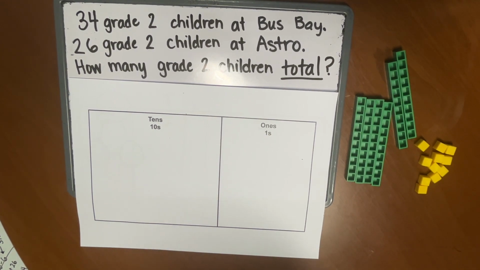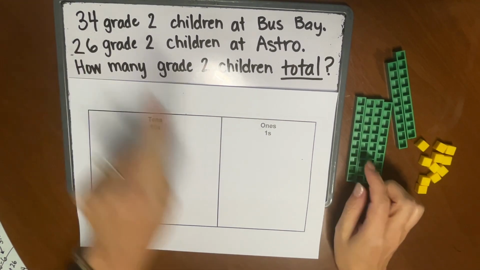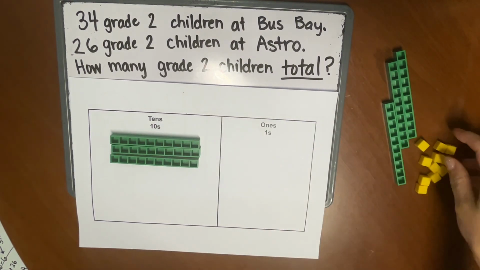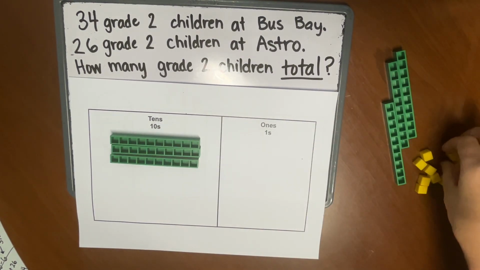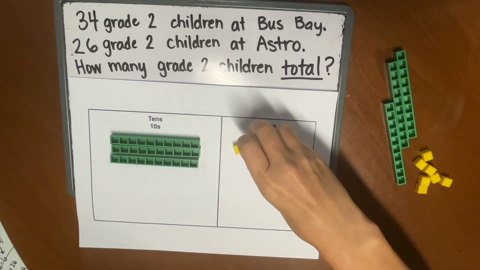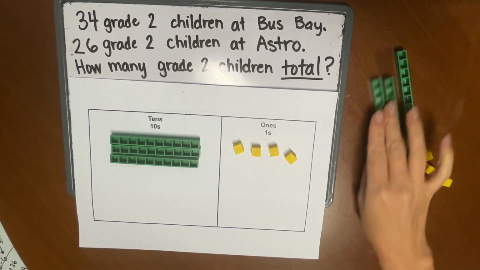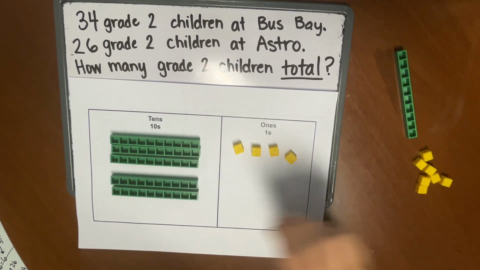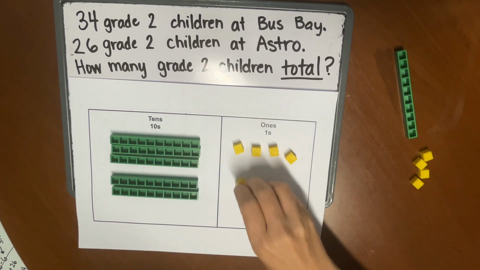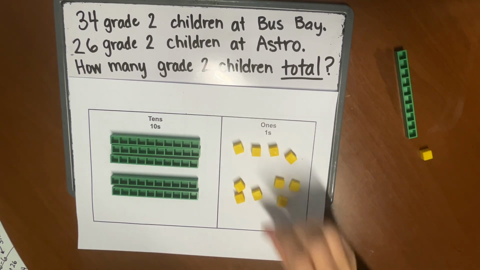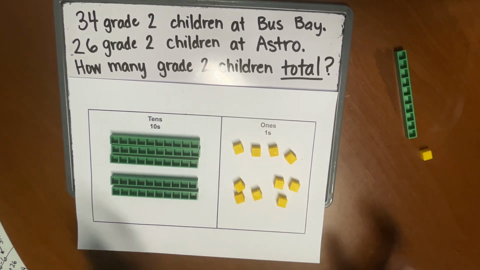Okay, let's see what you built. We know we had 34 at the bus bay, so that's 3 10s and 4 1s. I'm going to organize myself really clearly. Then I had 26 at the Astro, that's 2 10s and 6 1s. And I know 3 and 3 is 6, so I'm going to organize it that way. Now I want to put it in total all together.